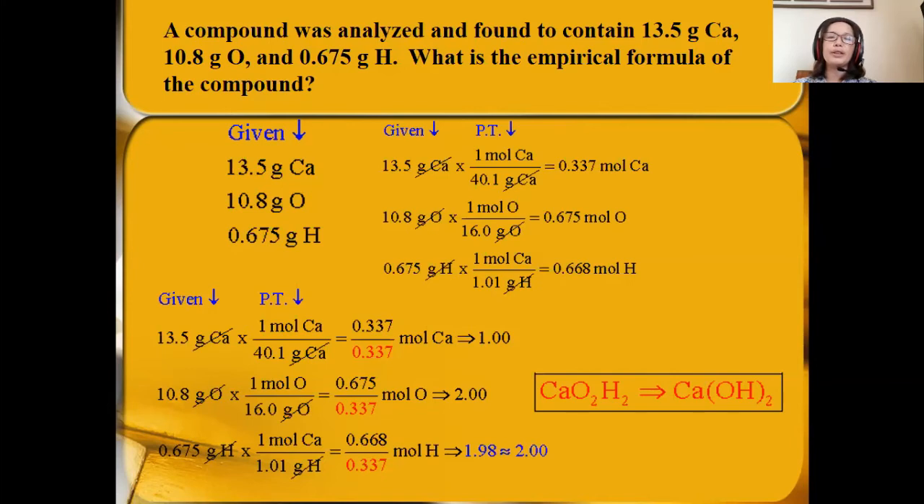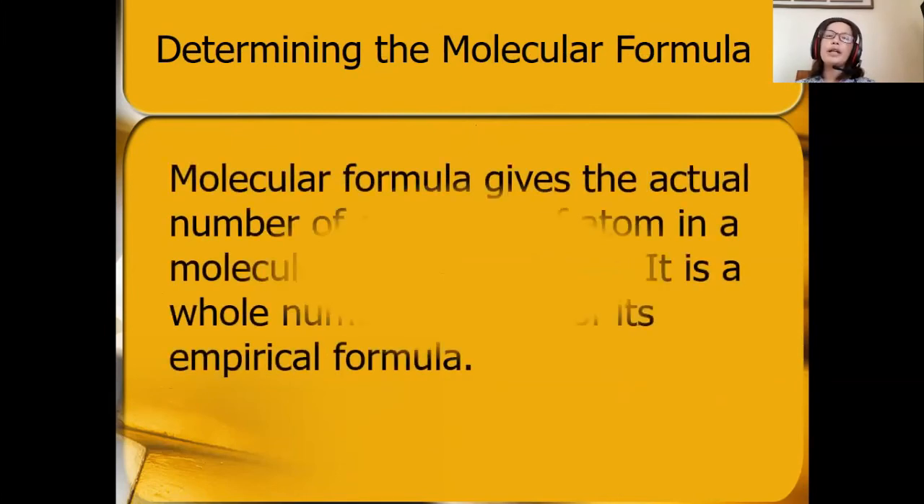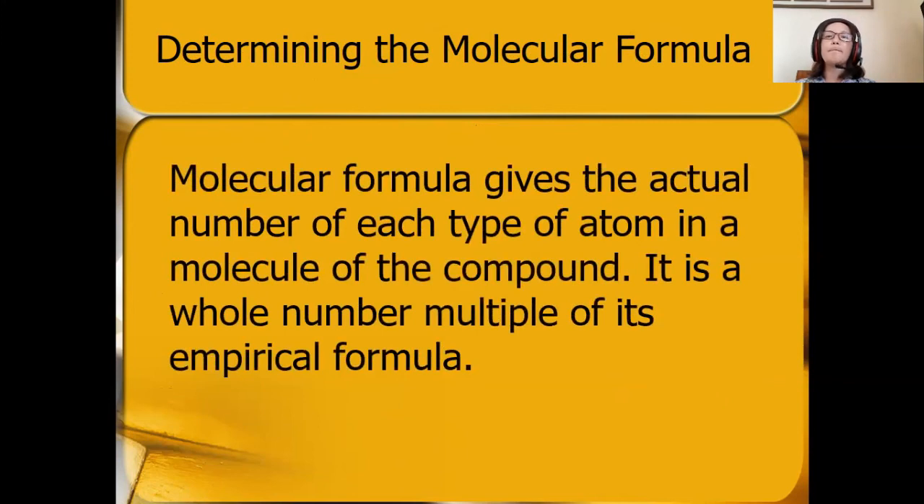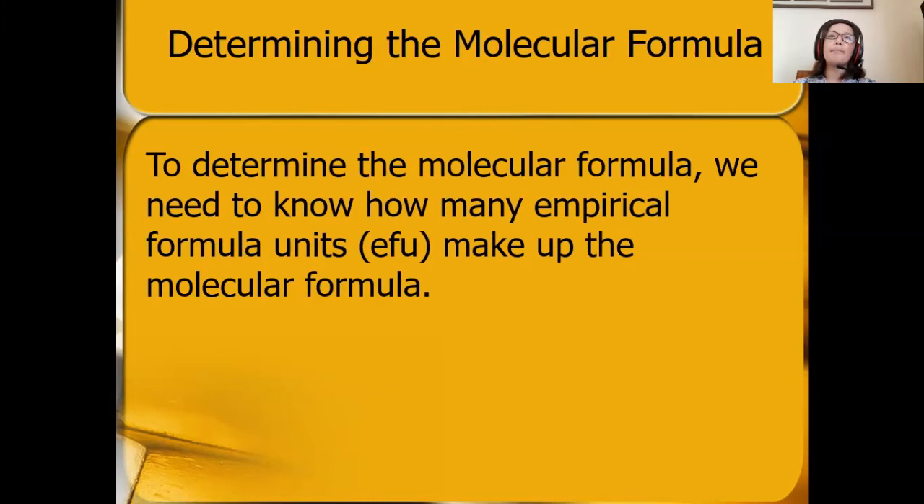Okay, you have questions? Okay, this time we'll be moving on to determining the molecular formula. Take note, when we say molecular formula, this is the actual number of atoms in a compound. So this is a multiple of the empirical formula. For getting the molecular formula, we are to follow the steps for finding the empirical formula. But this time, we need to know how many EFU or empirical formula units make up the molecular formula.